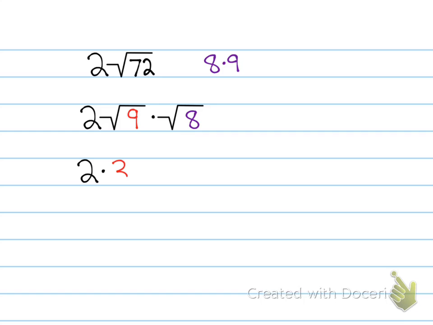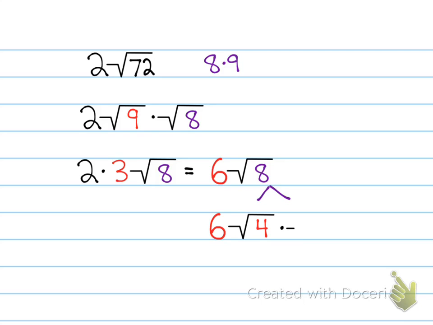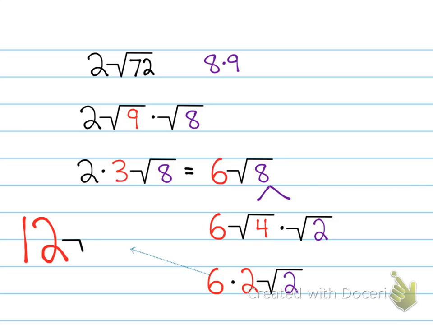And I know that the square root of 9 is 3, so now I have 2 times 3 times my square root of 8. Let's go ahead and do 2 times 3, that's 6 square root of 8. And then we're going to break this 8 up into the square root of 4 and the square root of 2. As we continue through the process, the square root of 4 is 2, and now I have 6 times 2 times the square root of 2. So our last step here is to do our 6 times 2, which is 12, and then we have the square root of 2.